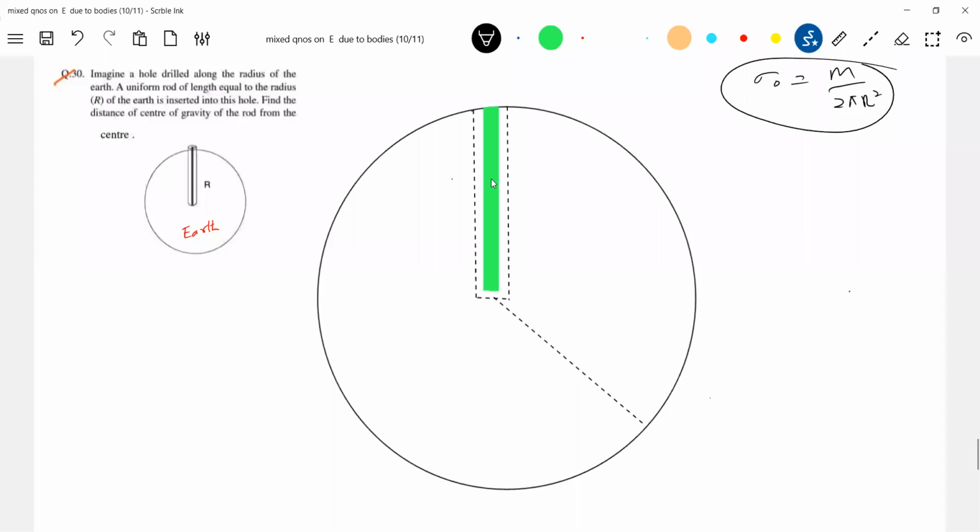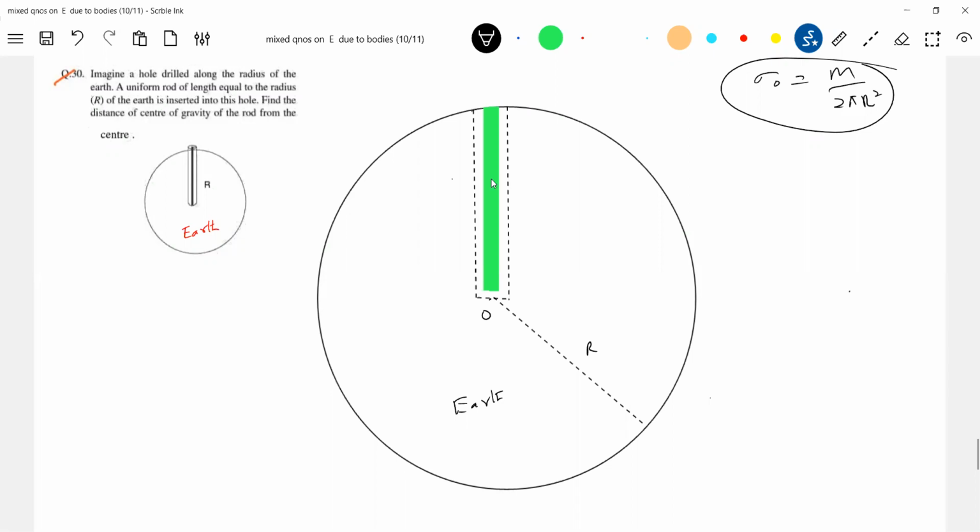Okay, there's a planet, there's a radius, there's the Earth. He's asking its center of gravity. What is the length of the rod? It is R, no? It should be R by 2. Find the distance of the center of gravity of the rod. Gravity is being asked, not center of mass. Center of mass, where will it be? Center of mass will be at R by 2 only.